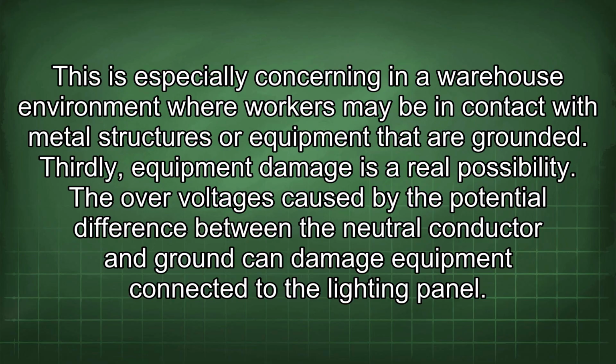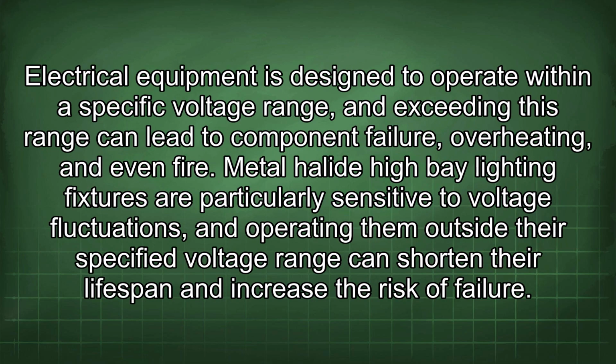The overvoltages caused by the potential difference between the neutral conductor and ground can damage equipment connected to the lighting panel. Electrical equipment is designed to operate within a specific voltage range, and exceeding this range can lead to component failure, overheating, and even fire. Metal halide high bay lighting fixtures are particularly sensitive to voltage fluctuations, and operating them outside the specified voltage range can shorten their lifespan and increase the risk of failure.